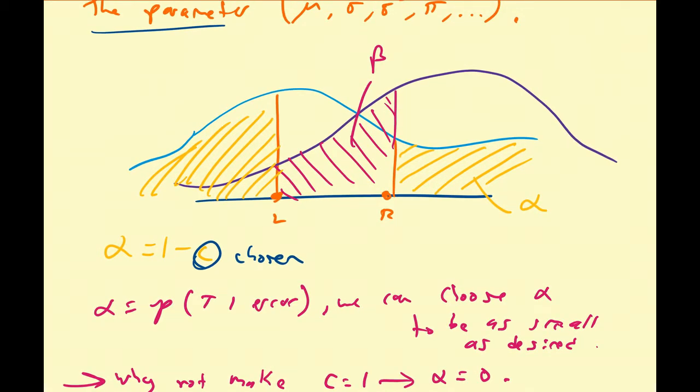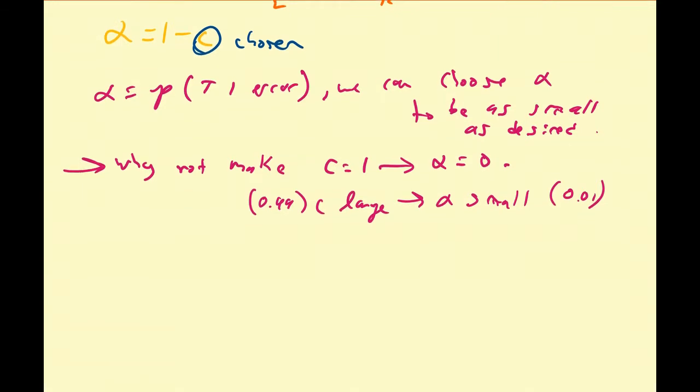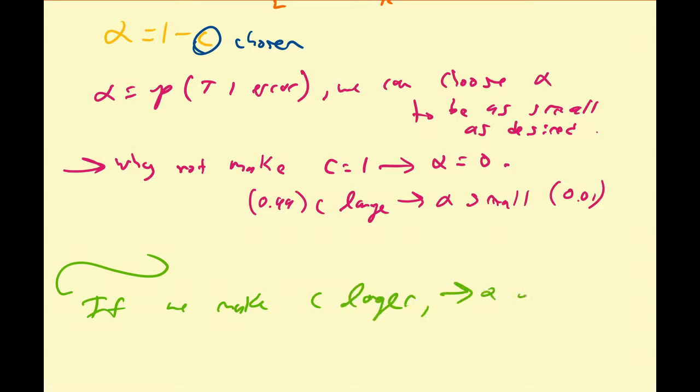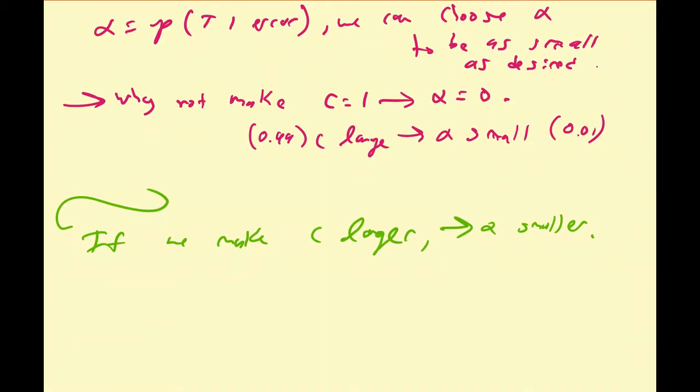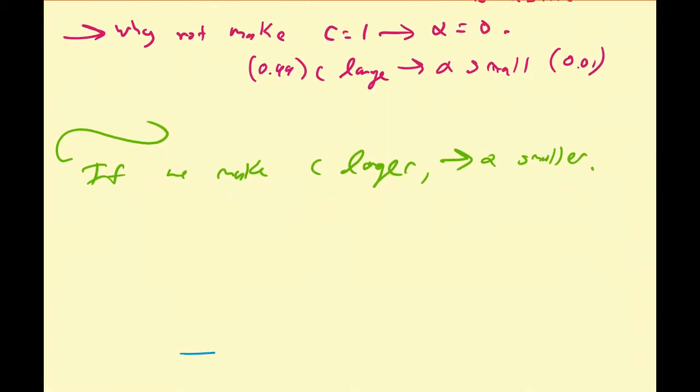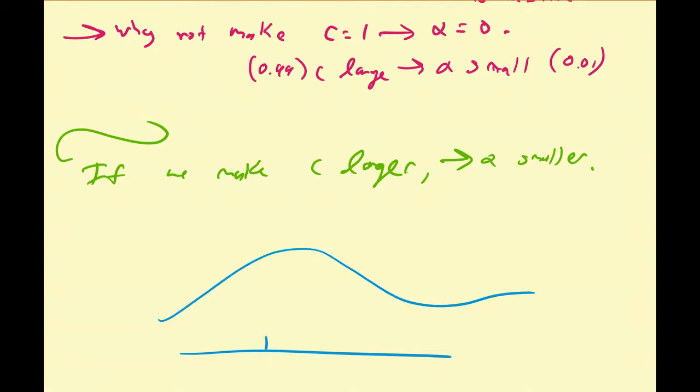All right, so if we make C larger, then alpha gets smaller, right? So if alpha gets smaller, then what will that sort of give us? So here's our old confidence interval. So this is L and R. So let's assume we choose a new value of L and R. So let's choose L and R here. So if we choose L and R here, then that means this region here is our new region of confidence.